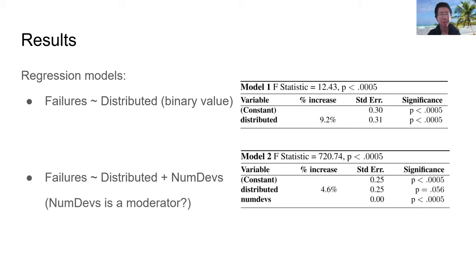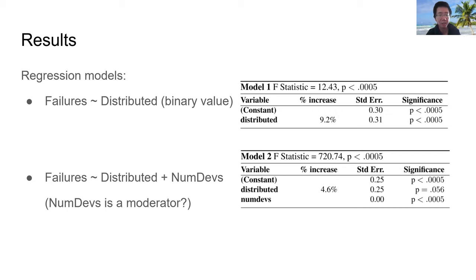So they use regression models to decide the relationship between failures and distributed. They have four regression models. In their first model, they use the binary value, whether the binary is developed by distributed teams, to predict failures. And in this table, they show that if the binary is developed by distributed teams, they have about a 9% increase in the failure rate.